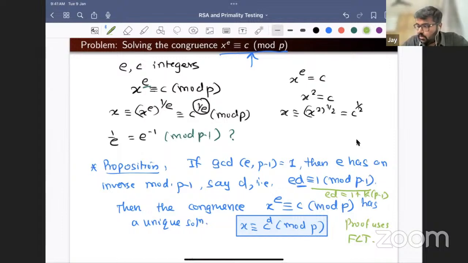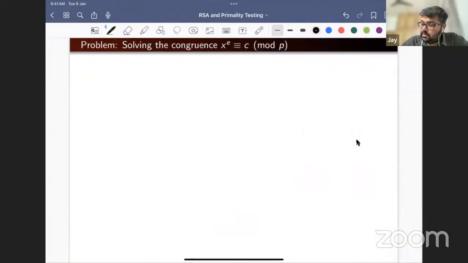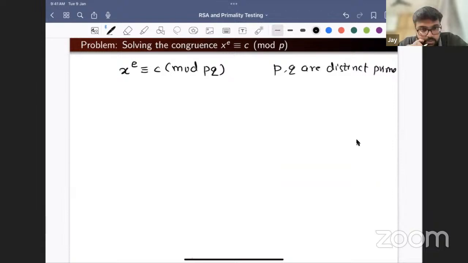Okay. Now the question is, can we generalize this for 2 primes? Here we have only 1 prime P. And now the question is, can we generalize this? So suppose we are given congruence X power E is congruent to C modulo PQ, where P and Q are distinct primes. And now we want to find out the solution.